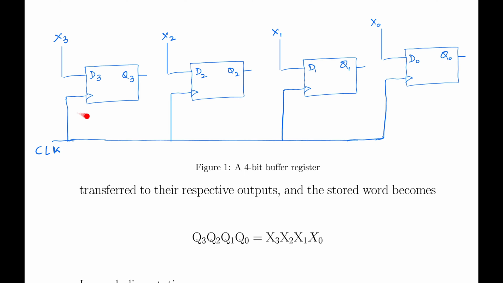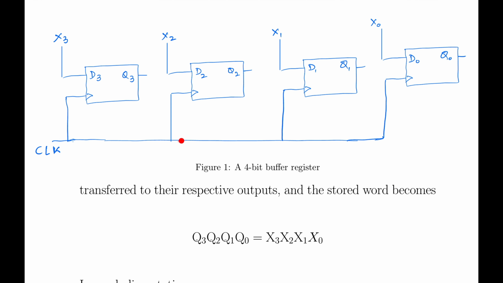So this is a D flip-flop. The symbol shows that this is positive edge triggering. This is the input to the flip-flop, X3. This is connected here, so this is D3. So when the positive edge of the clock pulse hits the flip-flop, this D3 will be transferred to the output Q3 here. So these all are identical.